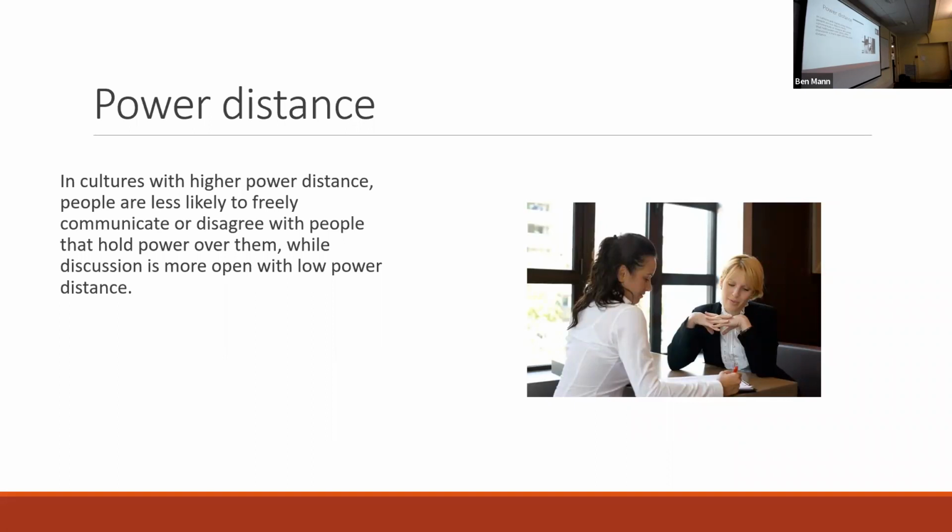Whereas in lower power distance, there's an emphasis on speaking openly, expressing your disagreements with other people in the group, and the leader of the group creating a space for those disagreements to be expressed and brought to the table. Oftentimes, leaders are more willing to welcome those ideas and welcome pushback in those types of settings.